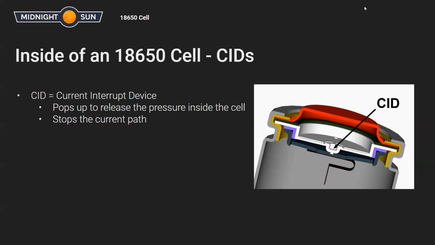the pressure is still way higher than is comfortable before this pops. It can be useful in some situations, but again, we don't want to rely on it because bad things can happen to the cells before this will trip.